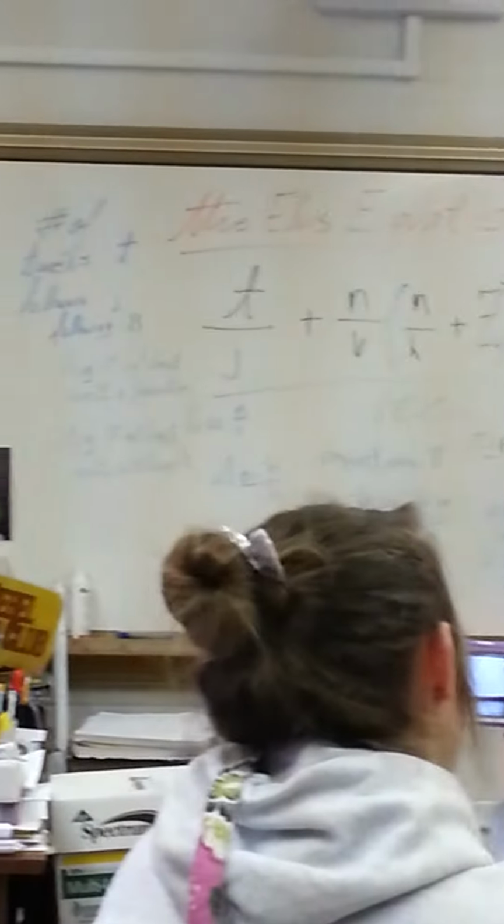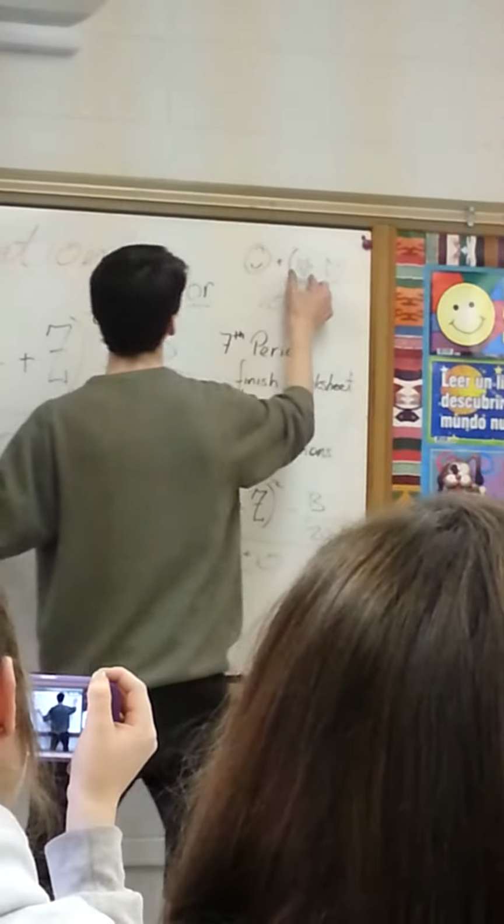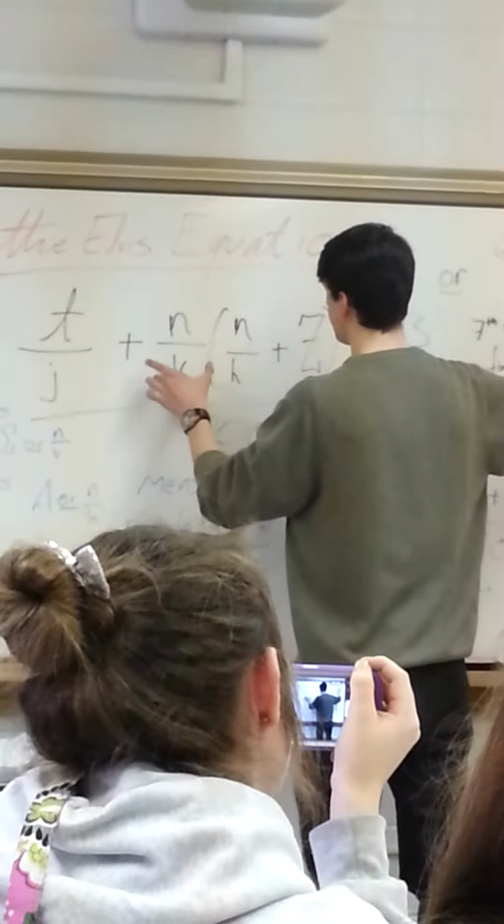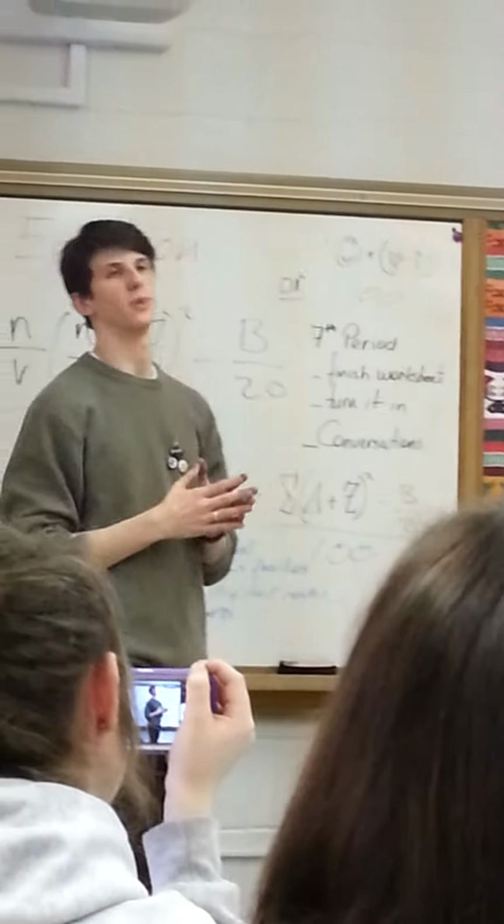As you can see, smile equals T over J. Star is N over V times N over H plus Z squared. And then minus B is minus B over 20.